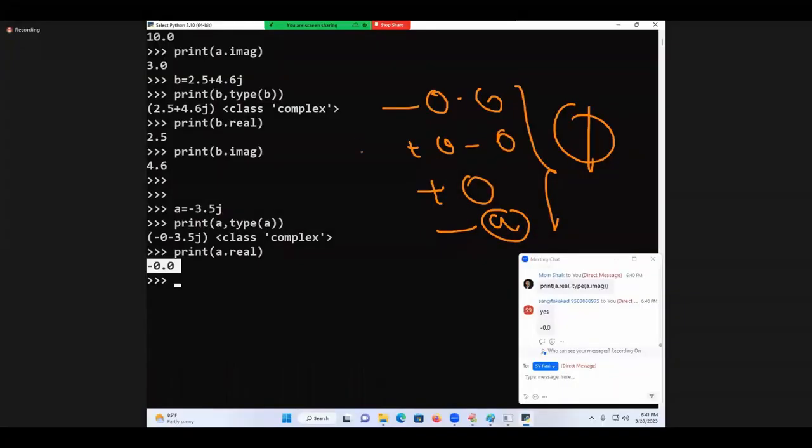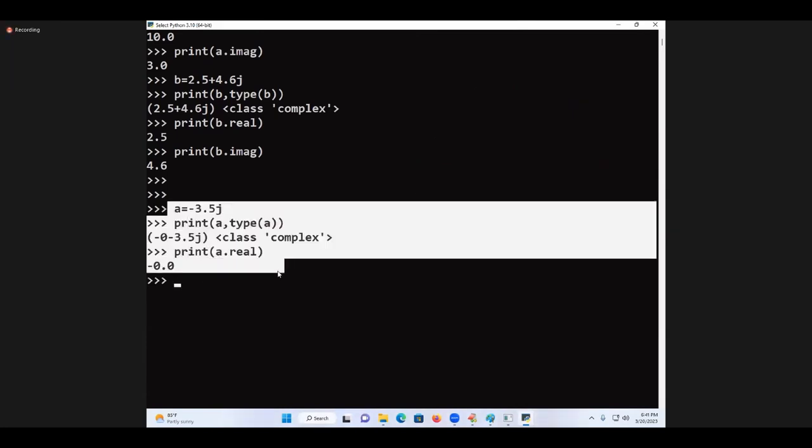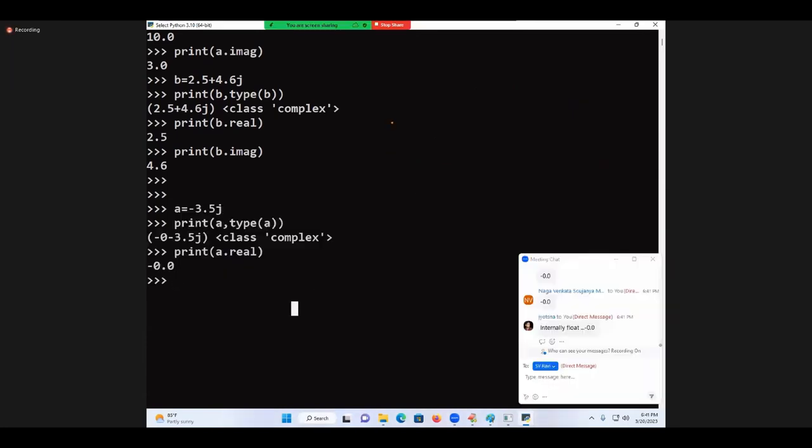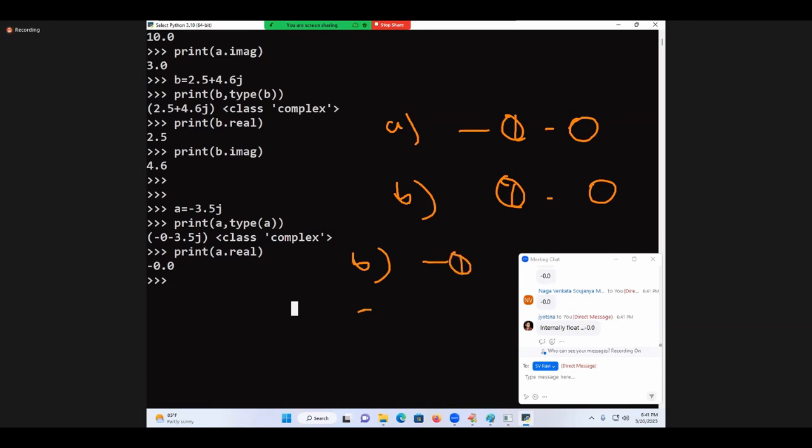But if they ask you from an interview point of view about the options, they will give all the options: A is -0.0, B is 0.0, C is -0, and option D is just 0. Which is the answer? All of them are 0 only.